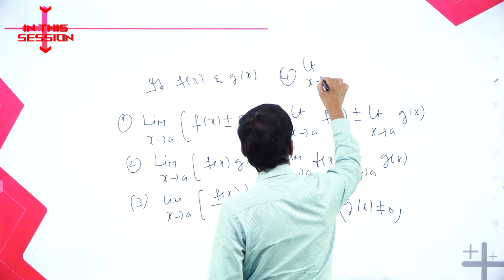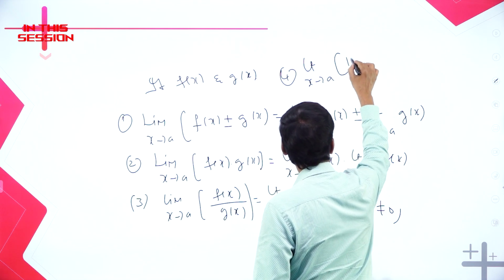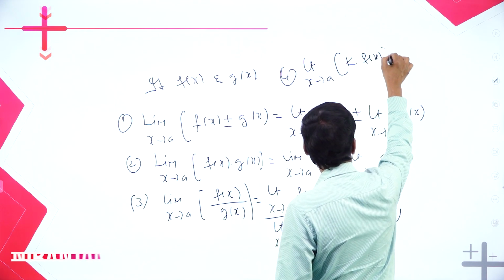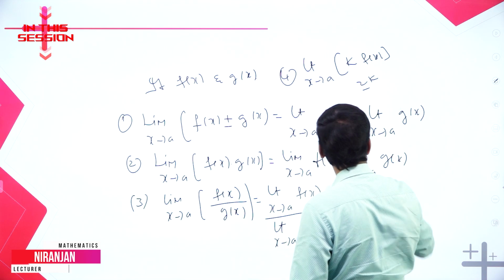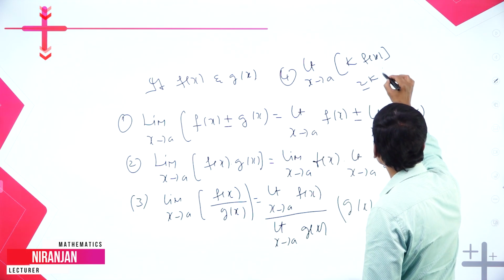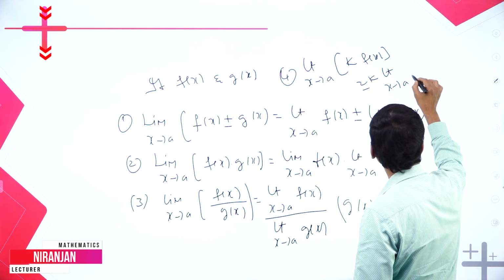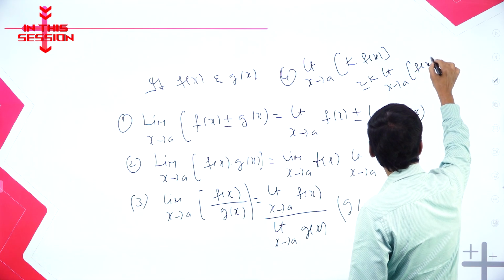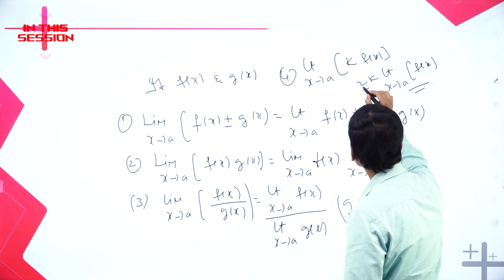Limit x tends to a of a constant times a function. In this case, just take the constant out, keep the constant outside, and apply the limit to the function. Limit x tends to a of k times f of x, where k is a constant.